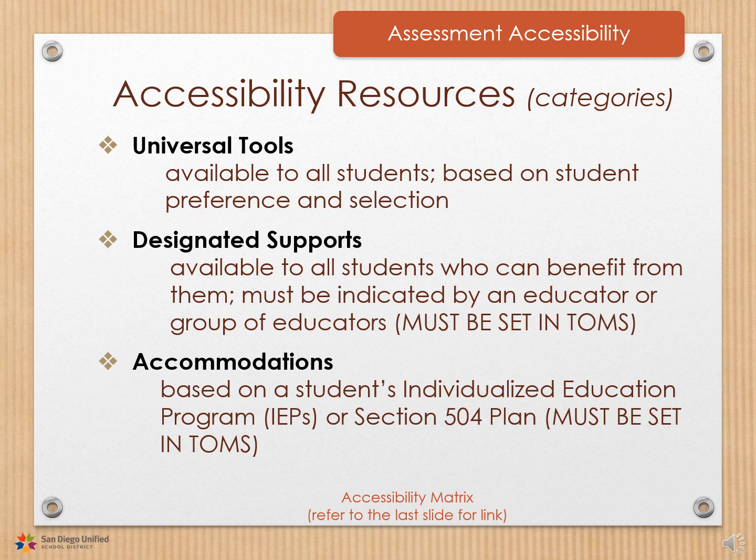Let's discuss the different student accessibility resources. Universal tools. Universal tools are available to all students based on student preference and selection. Designated supports. Designated supports are available to all students who can benefit from them and must be indicated by an educator or group of educators. Accommodations. Accommodations are available if specified in the student's IEP or Section 504 plan. Designated supports and accommodations must be set in TOMS prior to testing.